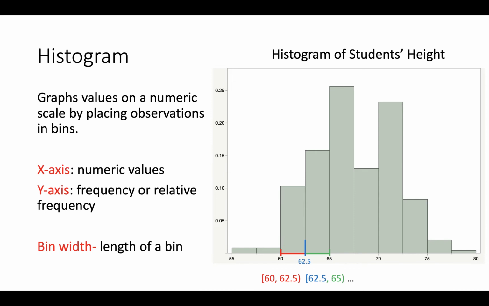So that bin incorporates everybody from 60 inches tall up to 62.4999999, repeating forever, inches tall. The bin to the right includes 62.5 and goes all the way up to 64.999999, repeating forever, inches tall, but does not include 65.